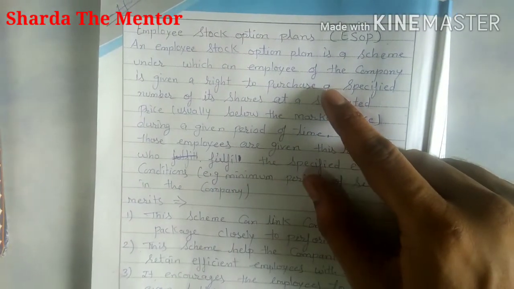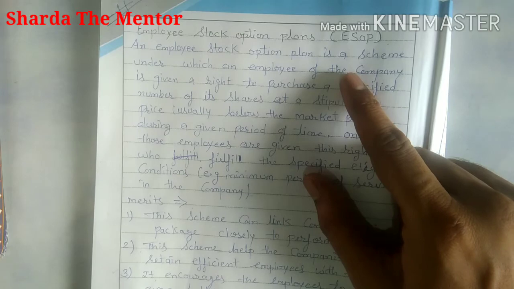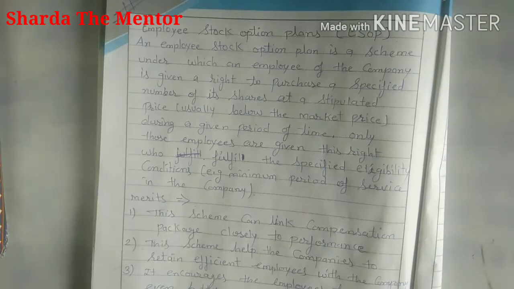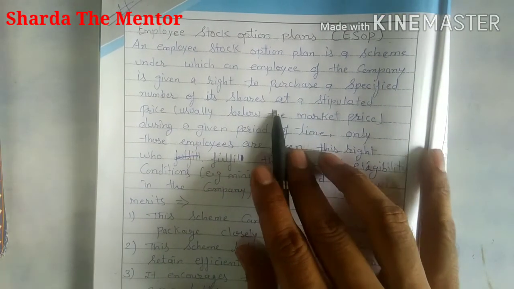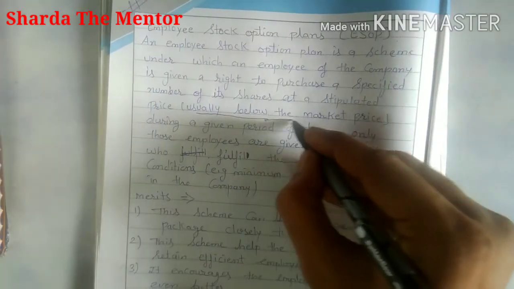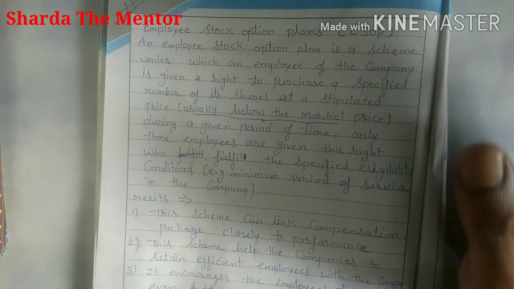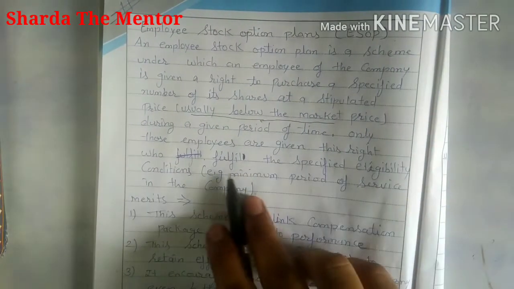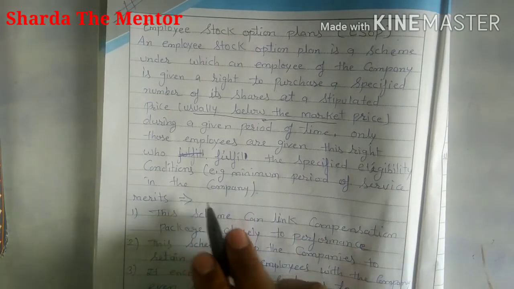Next topic, employee stock option plan, which is also called ESOP. An employee stock option plan is a scheme under which an employee of the company is given the right to purchase a specified number of shares at a stipulated price, usually below the market price. So if the company gives an option to the existing employees that they can buy the shares, generally that price is below the market price. Only those employees are given this right who fulfill specified eligibility conditions, which means a minimum period of service in the company.